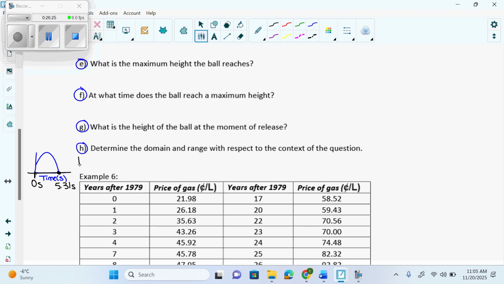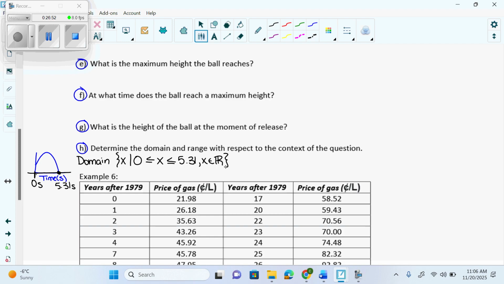So when I go to do my domain, it's going to be x such that, and when it's sandwiched between two values, you go low to high, less than or equal to signs. So I'm going to go 0 is less than or equal to x is less than or equal to 5.31. x is an element of the reals. Okay?